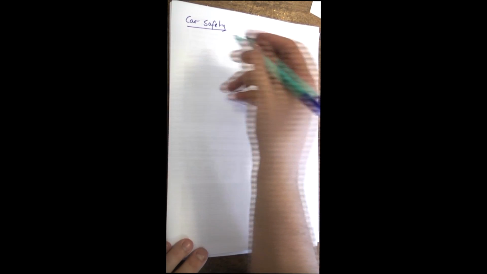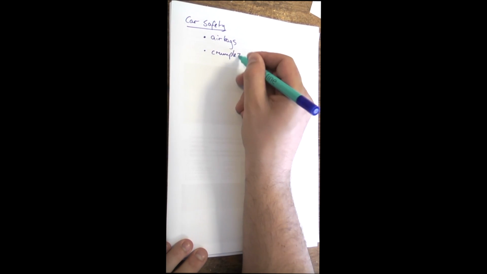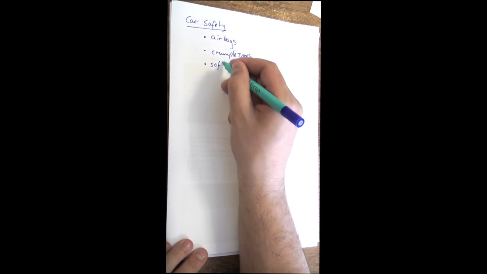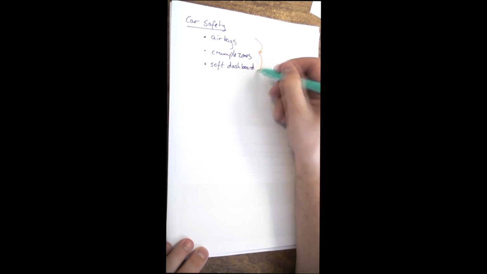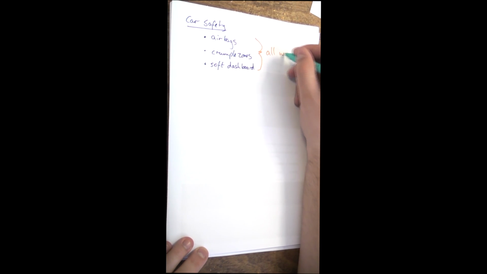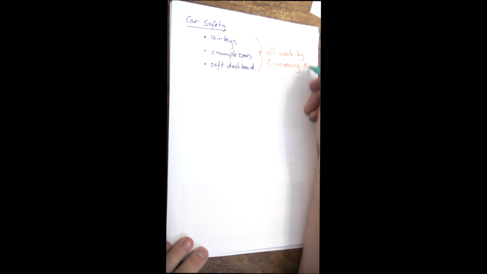Now you also need to be able to talk about car safety. Just a couple of quick examples of the safety designs in cars are airbags, crumple zones, I guess even the dashboard being made up of soft material, not wood. Now all of these work by just increasing the impact time.